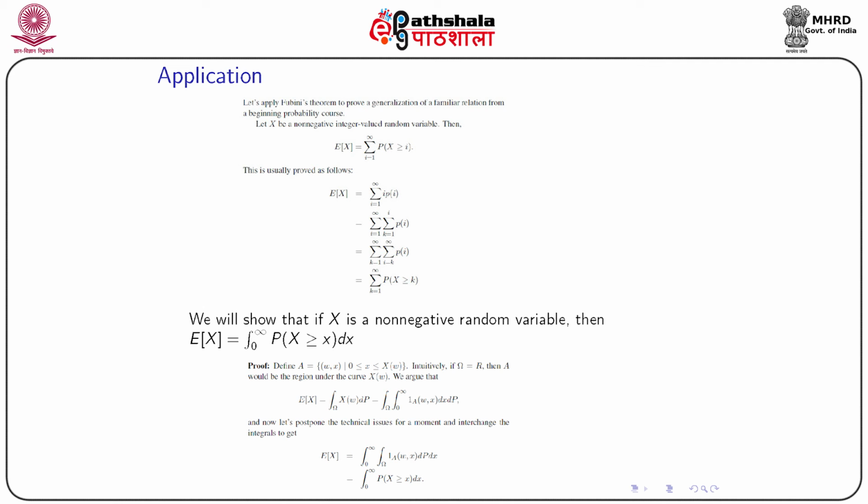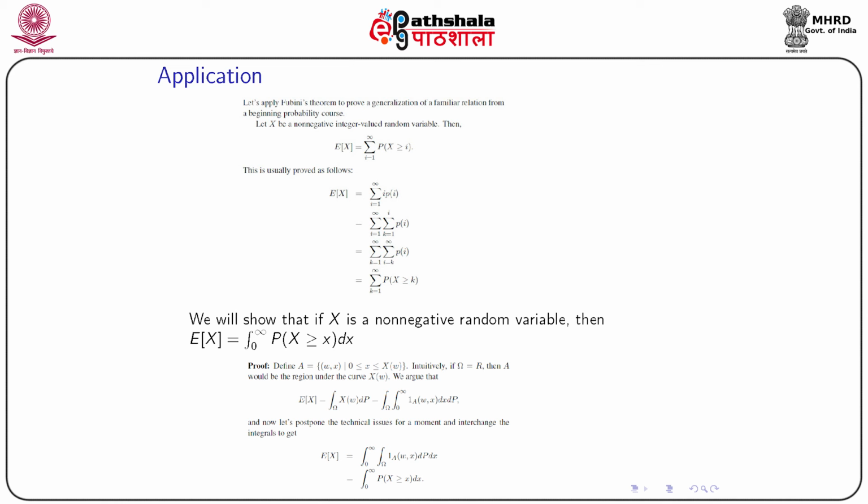Now I am interchanging the range of i and k. So now I am writing k from 1 to infinity and i will start from k to infinity of p_i. These two sums give equal numbers if they are convergent. So finally I am left with the sum over k from 1 to infinity of probability X greater than or equal to k.